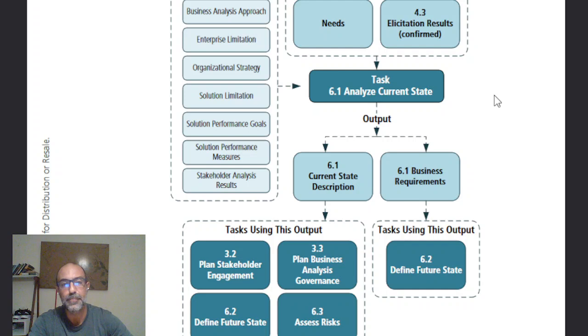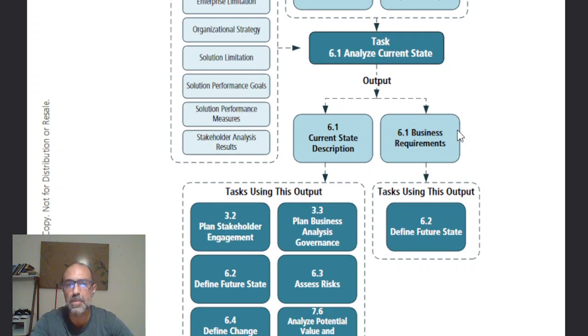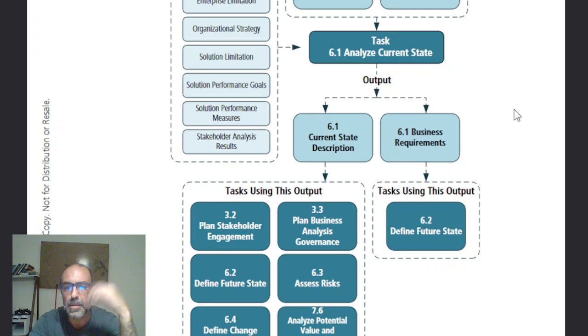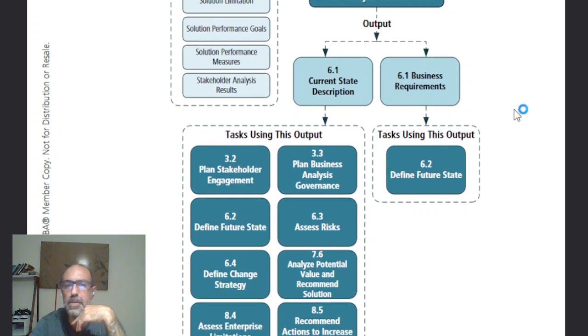Cool. Now we're back to the diagram. Task, analyze current state, is basically the building process, right? This is what we're building. We're tasking and building the current state. What's the output? Current state description and business requirements. And current state description, look at that.